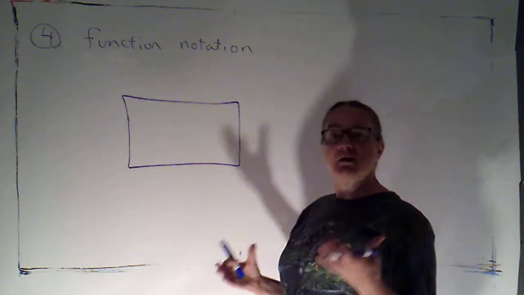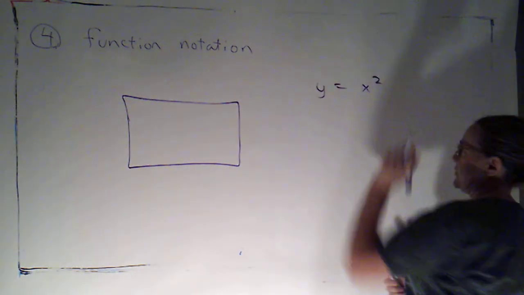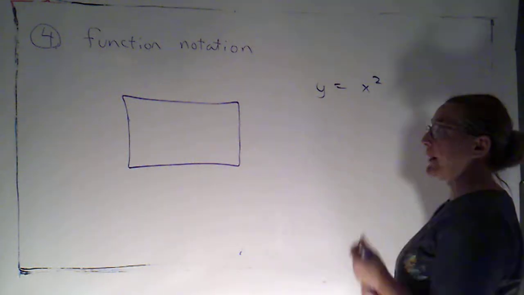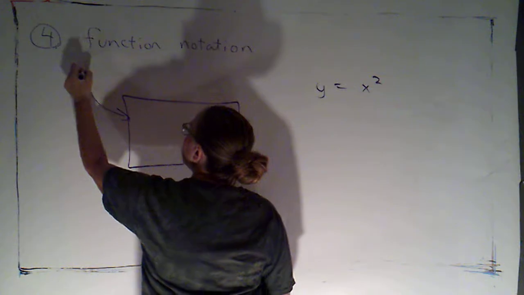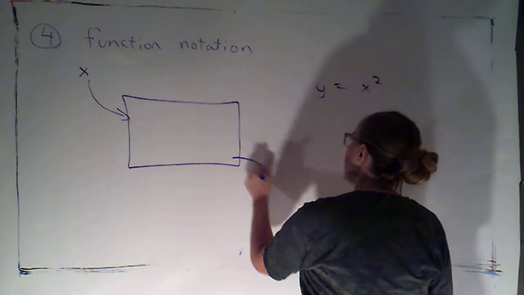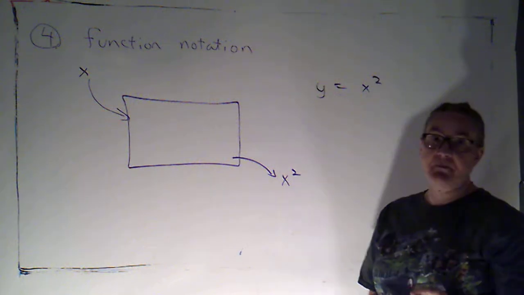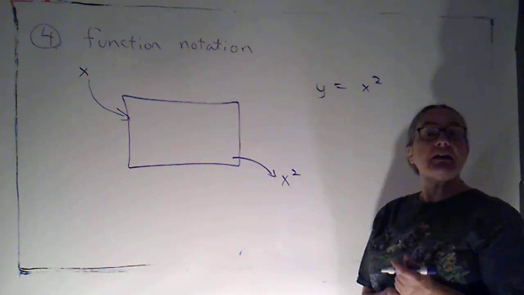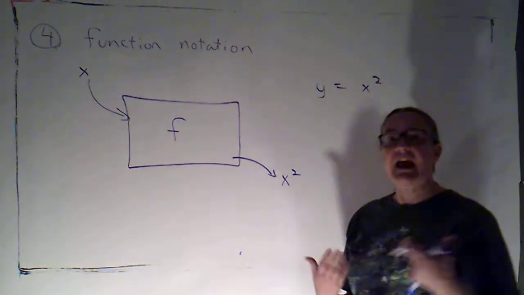So let's suppose I have the function y equals x squared. Okay, so that would be the squaring machine. Okay. So when I plug in an x value x, what I get out is x squared. What I'm going to do is I'm going to give a name to that function. I'm going to call that function f.